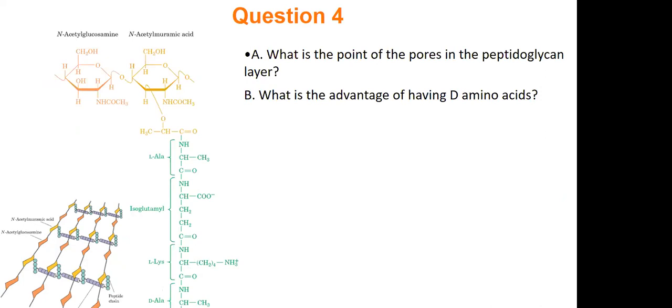B is more of a critical thinking question. Why does the peptidoglycan layer have D amino acids when every other amino acid basically on Earth is L? Why do we find D in this location? And I'll leave that question for you to try and answer.